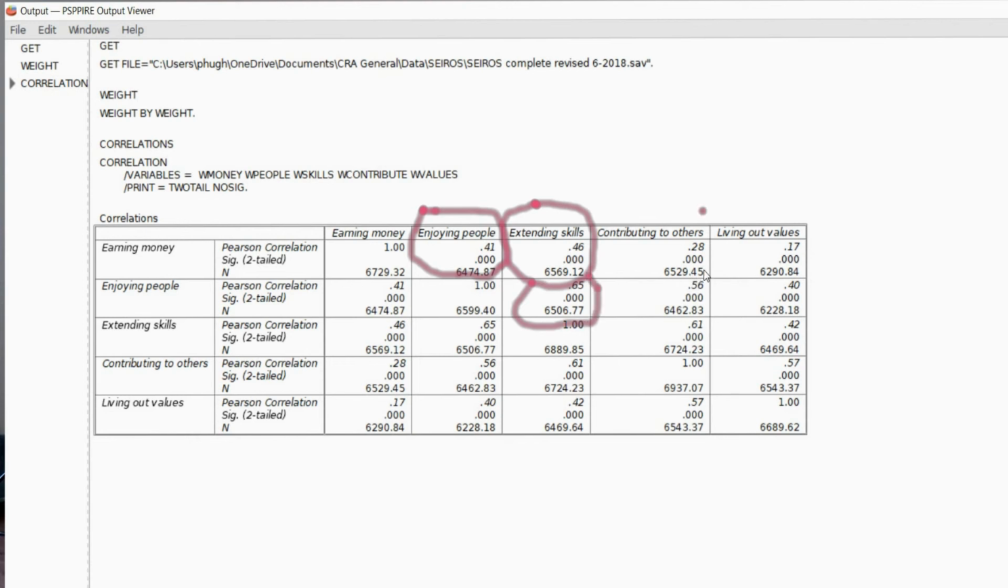But there was a weaker correlation between earning money and choosing a job because it contributed to the lives of others, a correlation of just 0.28. And quite a weak relationship between choosing a job which earned money and choosing a job through which one could live out one's values, a correlation of just 0.17. This all suggests that people who look for a job which pays well may be a different group of people to those who look for a job in which they contribute to the lives of others and through which they live out their values.